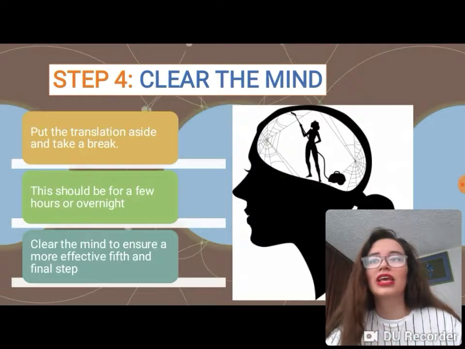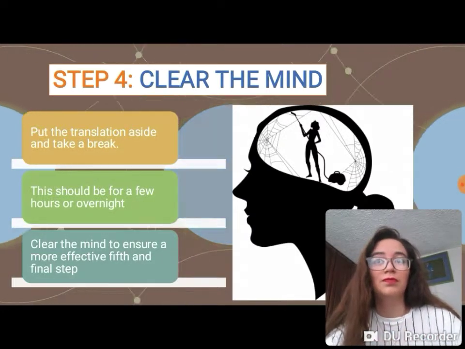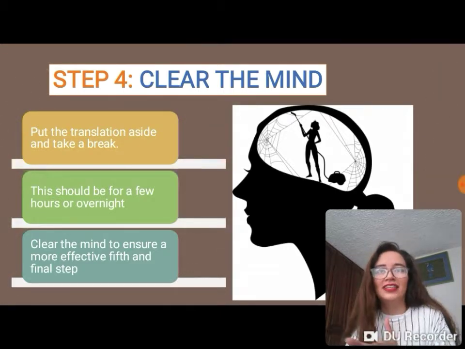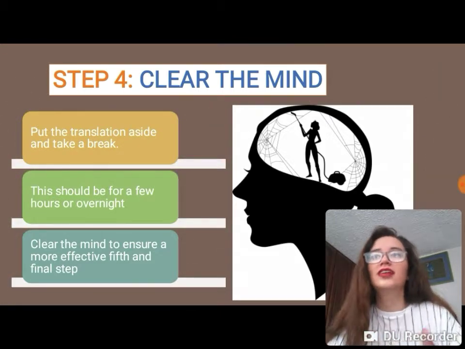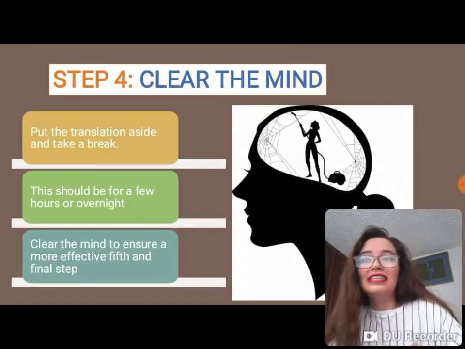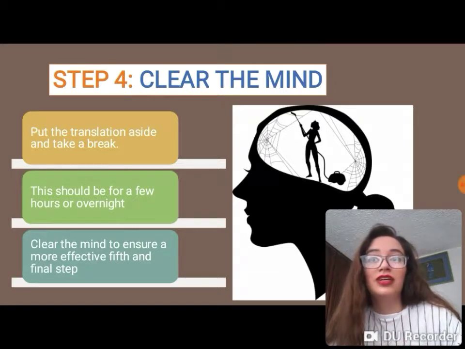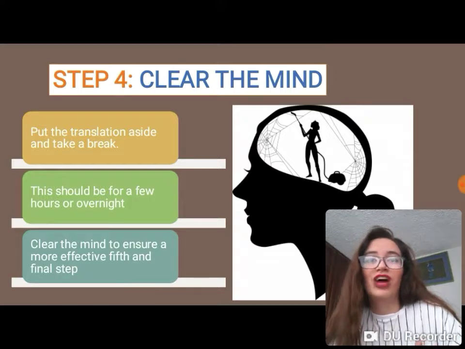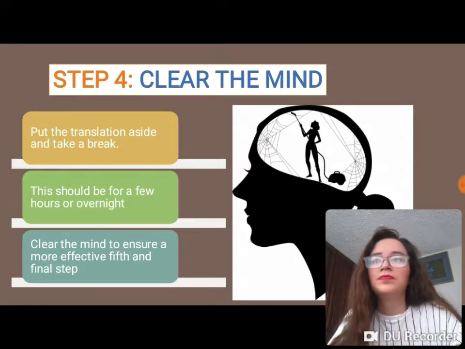Number 4 is clear the mind. This step is very simple. Put the translation aside and take a break. Ideally, this should be for hours or overnight. The idea is purely to clear the mind to ensure a more effective 5th and final step.